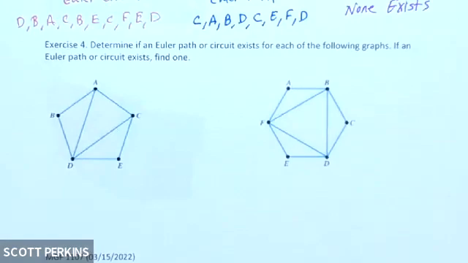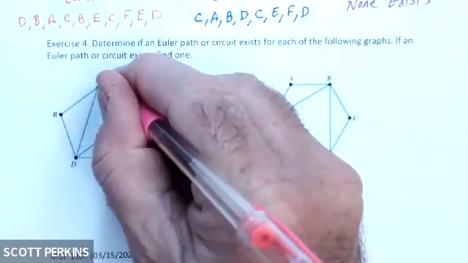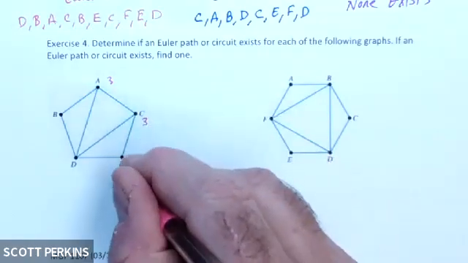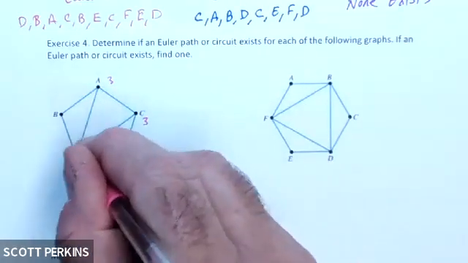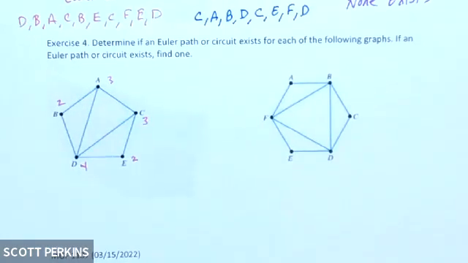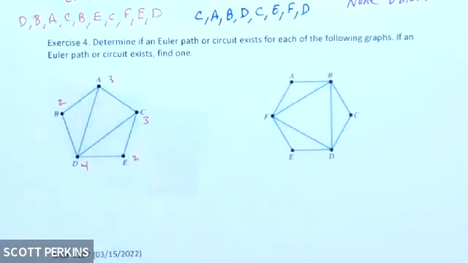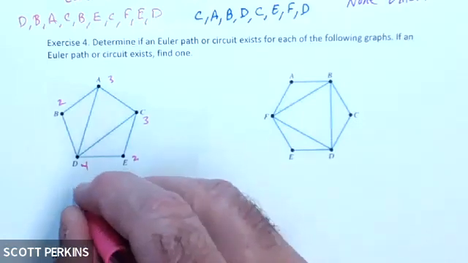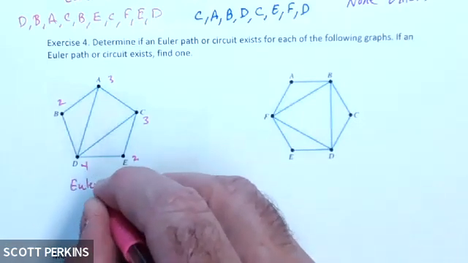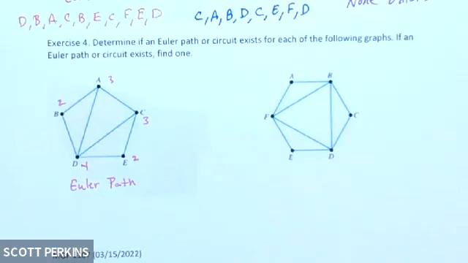Right, so for exercise 4, let's just go around the horn here. A has a degree of 3, C has 3, E is 2, D has 4, B has 2. So again, this is the second situation. We've got exactly 2 odd vertices. Vertex A and vertex C are both odd. And so this has an Euler path. And to find it, you're going to start at one of those odd vertices.